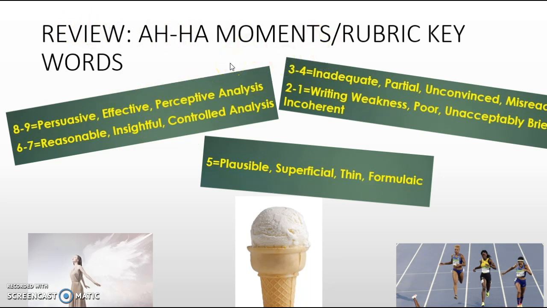We talked about the more ahas that you can give your reader, the higher you're going to jump in the scoring chart. We also looked at the rubric and we identified keywords or simplified it. So a 1 to 2 is right here, and you can read that one because I don't really want to talk much about that one. Kids who are in the 3 to 4 range, your essay is inadequate, it's partial, it's unconvincing, and you might even have some misreading. Kids who are in the 5, you are making a plausible but superficial essay.